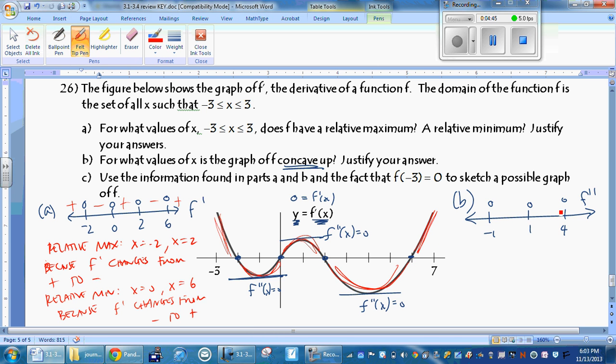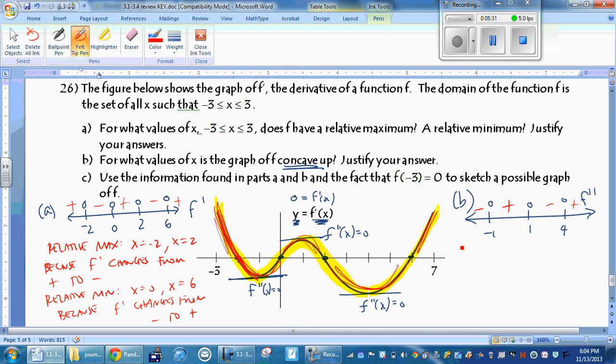Then to figure out when the second derivative is positive or negative, again, we're looking at the slope of this graph. Slope of the derivative gives us the second derivative. So the slope of this graph, if we look at this first part, the slope here is negative. Then the slope from -1 to 1 is positive. Then the slope from 1 to 4, in between those 2 points, is going to be negative, and then the slope from 4 to 7 is going to be positive.